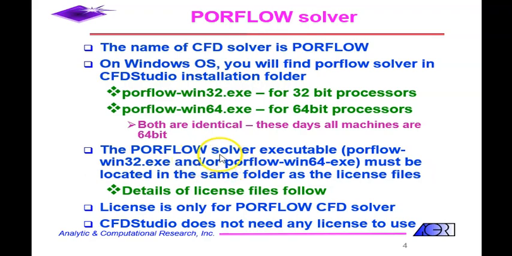For the solver and CFDStudio to function together properly, the solver executables, that is the PORFLOW-Win32.exe and PORFLOW-Win64.exe, must be located in the same folder as the license files. Additionally, the license is only for the PORFLOW CFD solver. The CFDStudio pre and post processor does not require any license for use.